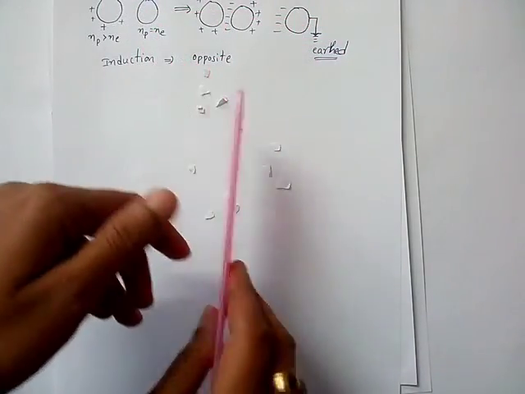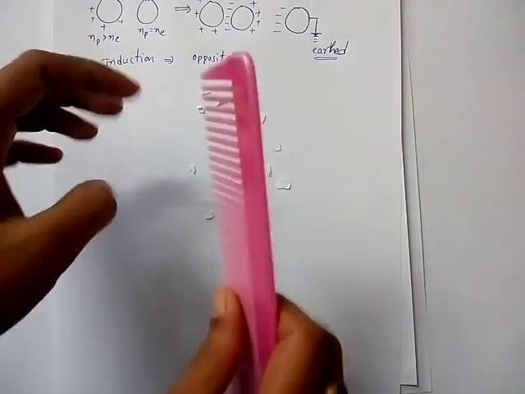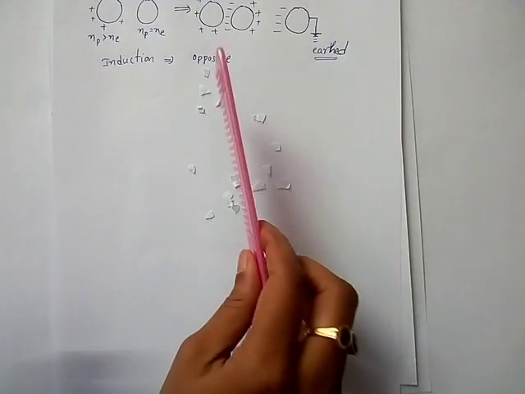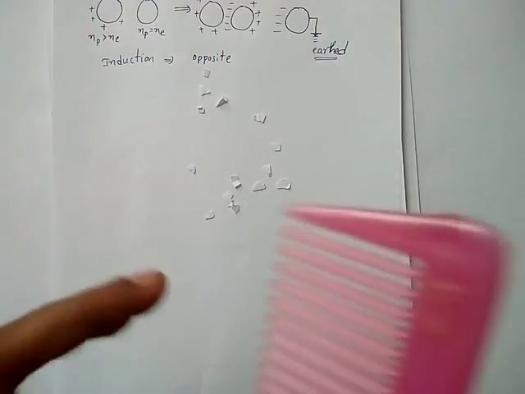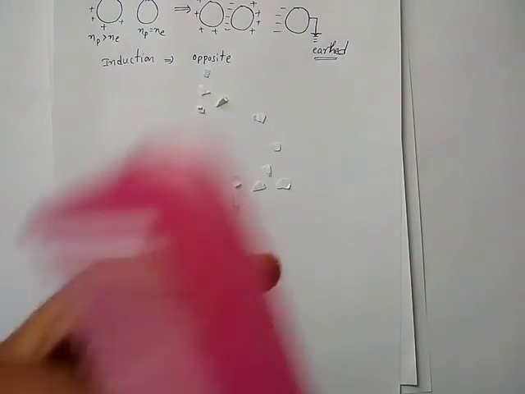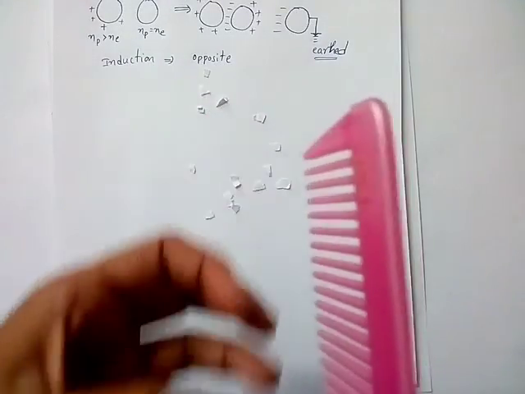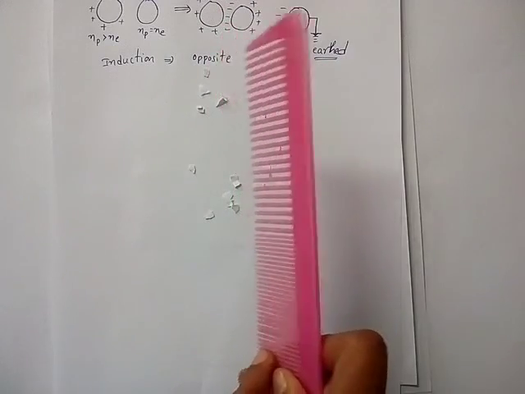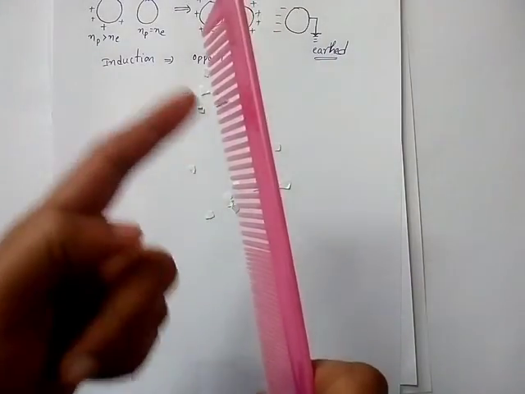Now again, I am just placing the same comb here, they are not getting attracted. Initially it got attracted due to the charge, the friction between the hair and the comb, it got some charge and these are uncharged, that's why they got attracted towards this. Now after some time again it is not attracting, it has lost its charge.